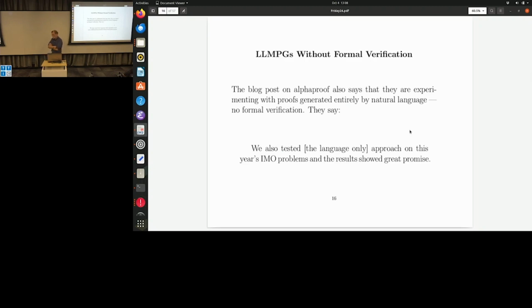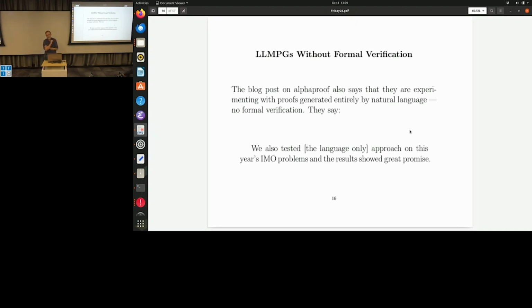Okay, so in the blog post from OpenAI, there's a last paragraph. It's very unsettling. And this last paragraph says they're also experimenting with proofs generated entirely in natural language, no Lean. And they say that we also tested this approach on this year's IMO, and the results showed great promise. I have no idea what that means, but it's scary.